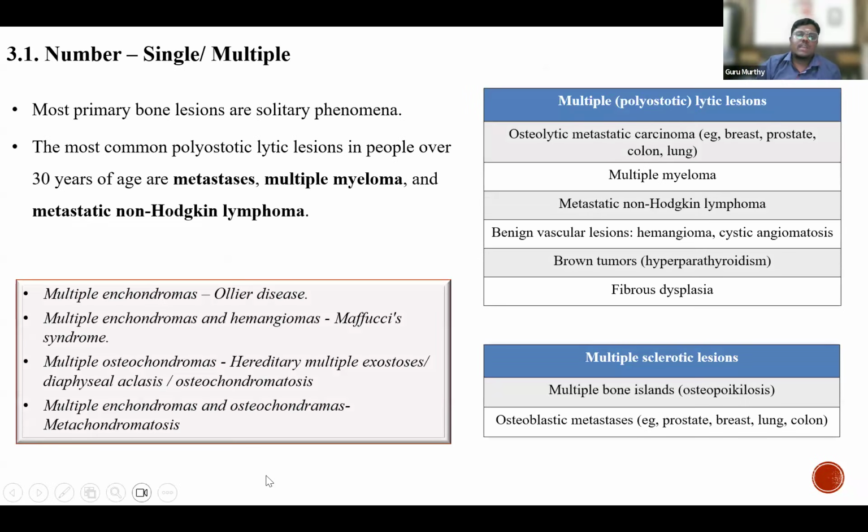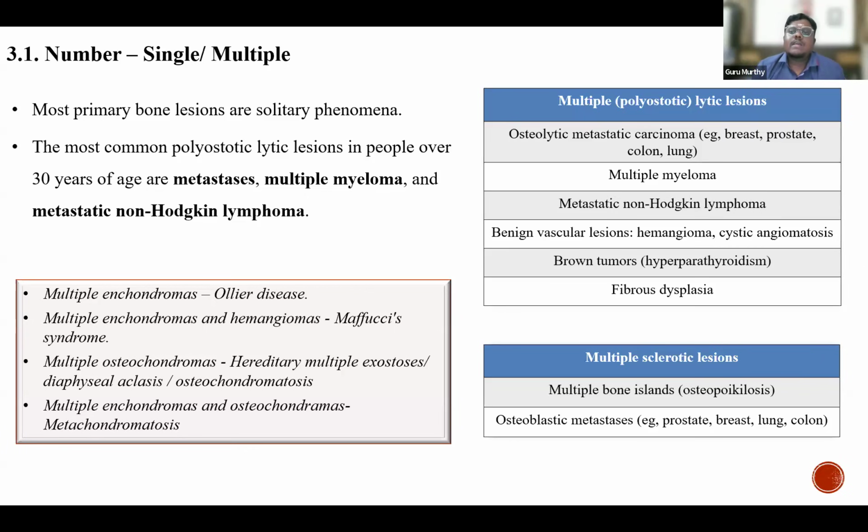So after seeing the age, location and all, we'll start analyzing the radiograph and see how many lesions are there. If it is solitary, usually most of them will be a benign primary phenomenon, is what we consider. And if it is multiple, usually we'll think whether there is metastasis, multiple myeloma, or non-Hodgkin's lymphoma kind of picture.